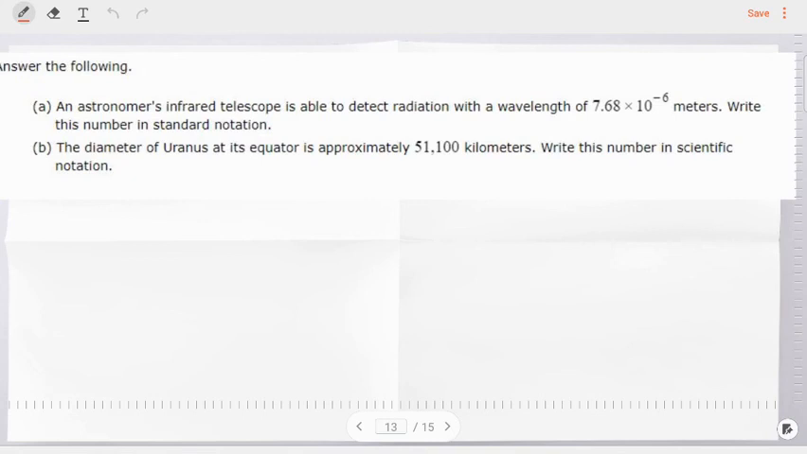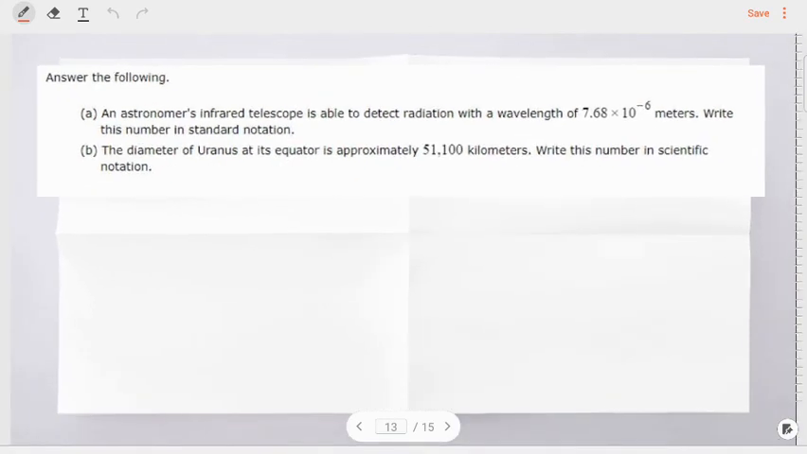Okay, so last couple problems. This one's going to be a word problem. We have an astronomer, and their infrared telescope is able to detect radiation at a wavelength of 7.68 times 10 to the negative 6 power. Write it in standard notation.